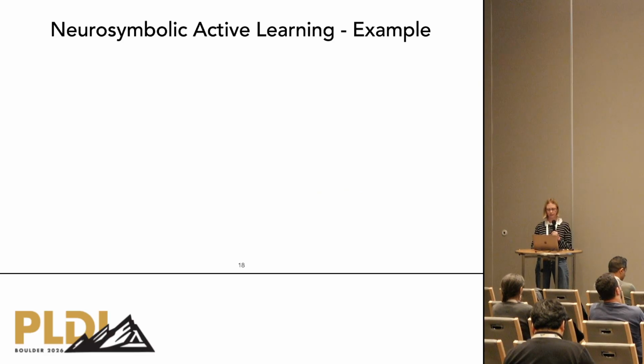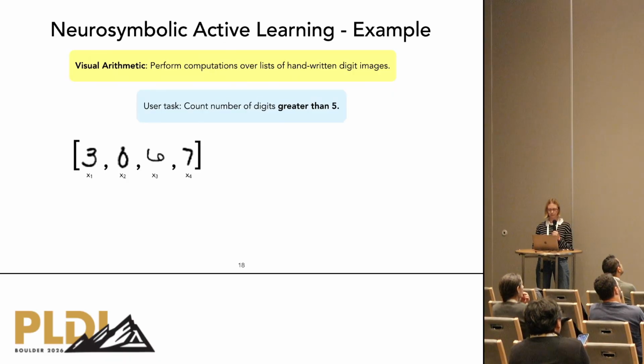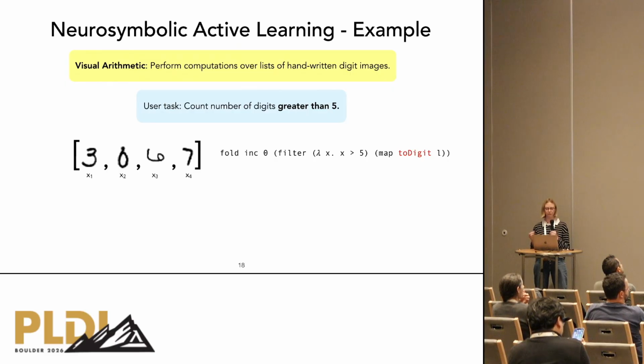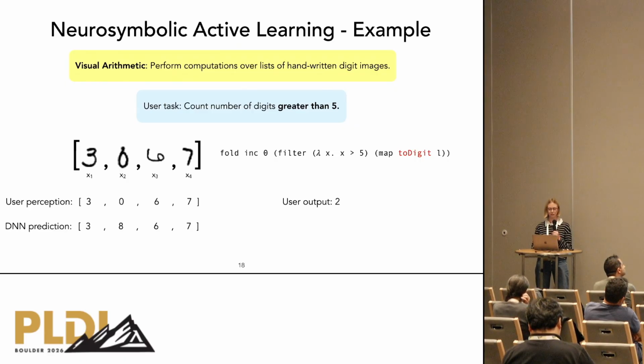I'm going to use a running example in a simple visual arithmetic domain, where the goal is to synthesize a program that counts the number of digits greater than 5 in a list of handwritten digit images. The DSL combines standard symbolic operators like map and filter with a neural perception operator, 2-digit, that classifies the digit images. In this example, the user labels this input list with output 2, since only 6 and 7 are greater than 5. However, the neural model misclassifies the second digit as an 8, so the correct program incorrectly evaluates to 3 and is pruned from the hypothesis space.